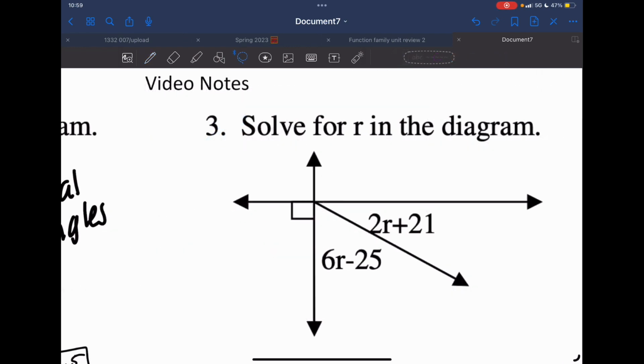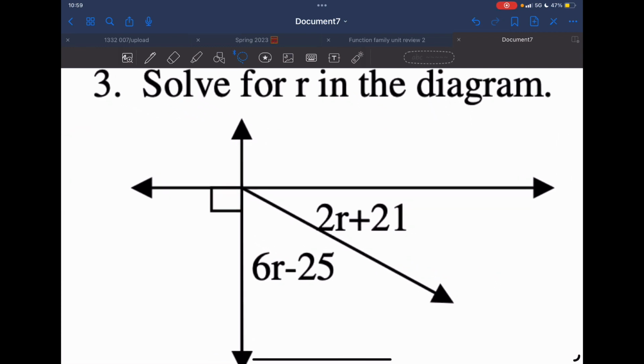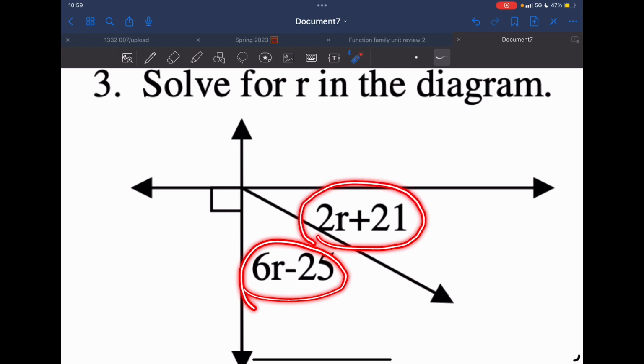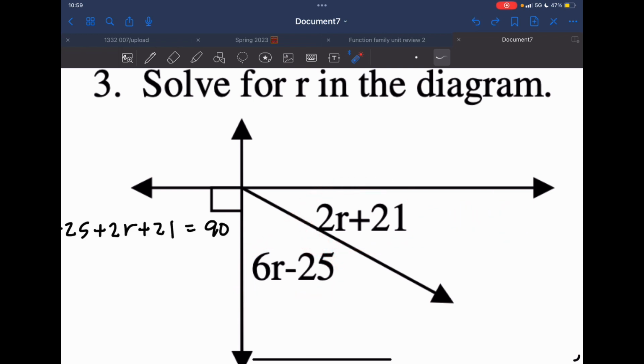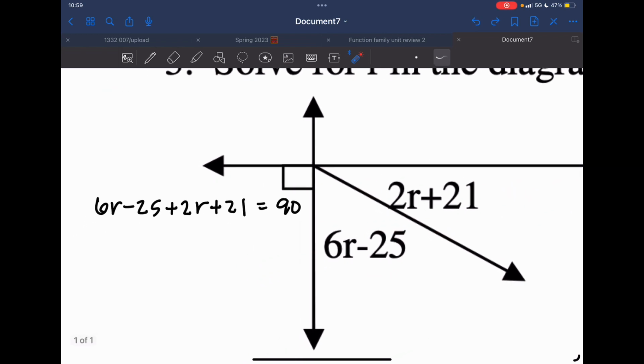Look at number 3. It says solve for r in the diagram. This is a right angle, so it's equal to 90 degrees. So you're going to add 6r minus 25 plus 2r plus 21, and it's going to equal 90 degrees. So you're adding these two together. So when we set this up, it's going to be 6r minus 25 plus 2r plus 21 equals 90. And then we're going to collect like terms on the left-hand side.